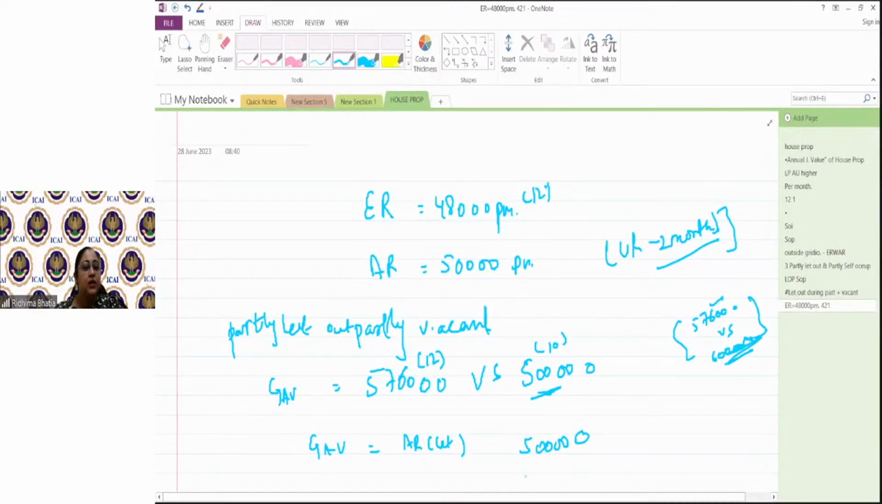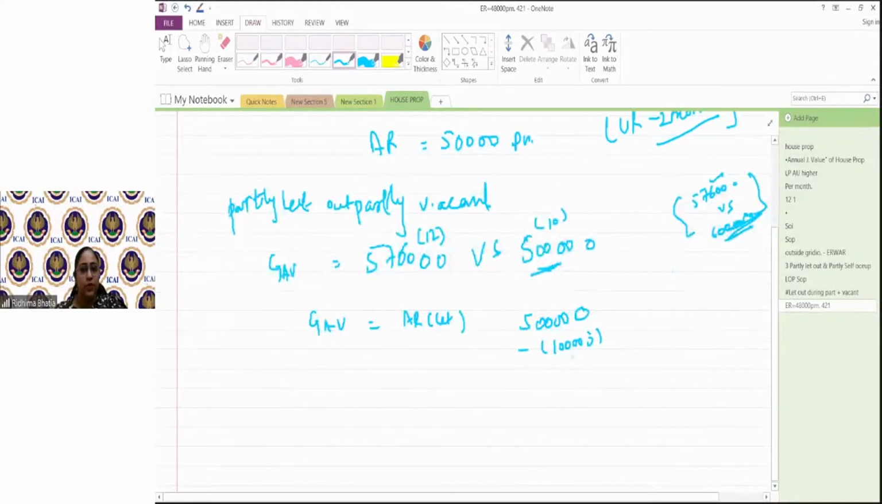Now 5 lakhs has come, from that I will reduce the actual unrealized rent of 2 months, which is 1 lakh, and then I'll come to 4 lakh. Now from this I will reduce municipal taxes, NAV comes, and from that standard deduction, and so on.